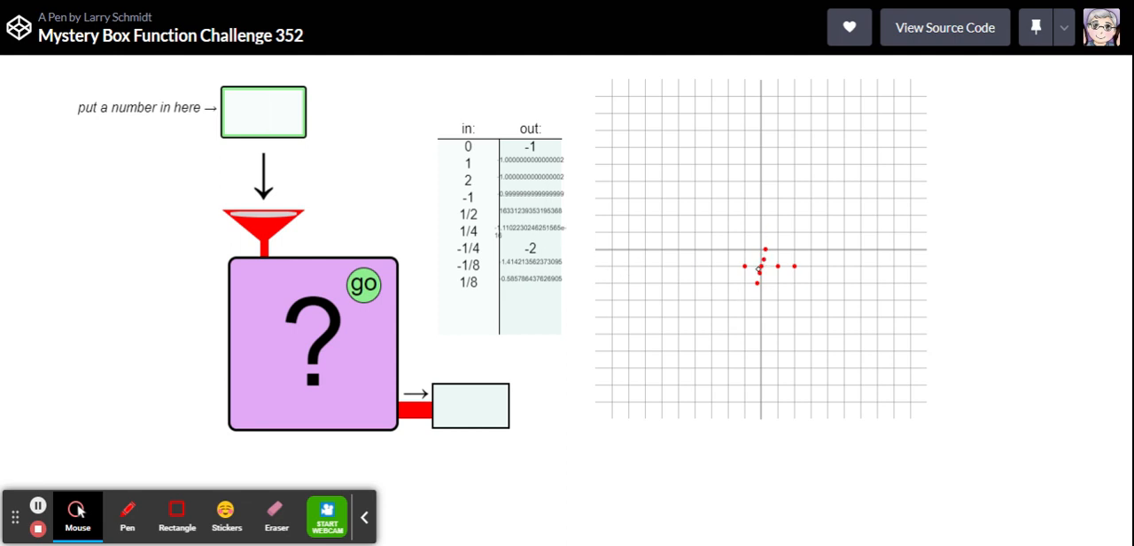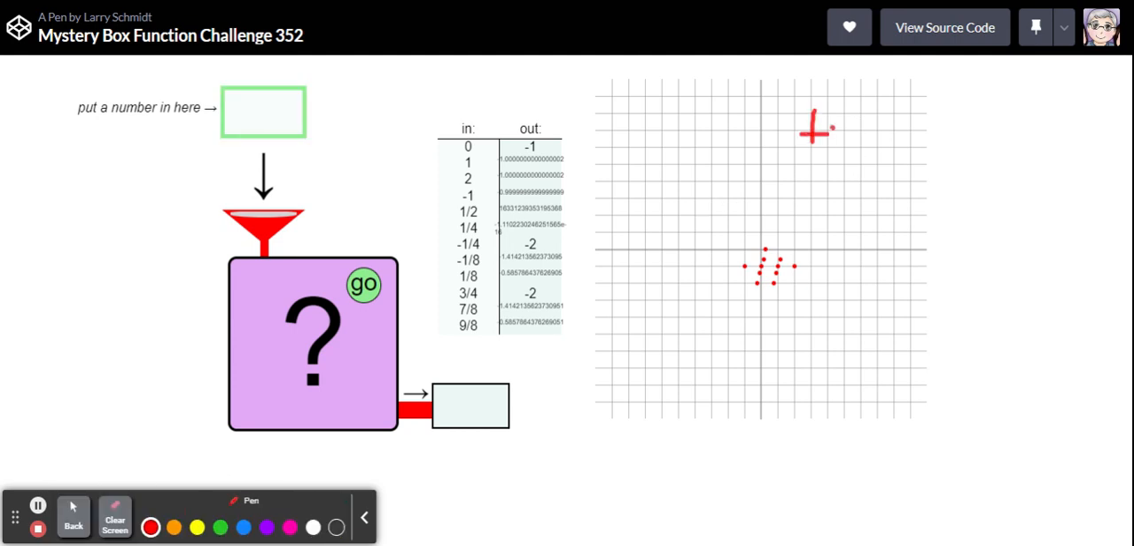The tangent does. To me, this looks like the tangent. So it's down on the left, up on the right. It's got an asymptote in between. If we go over a little bit, let's go to 3/4. Let's go to 7/8. Yeah, and let's go to 9/8. Yeah, we're going to get these repeated arms of the tangent function. So I think what we've got here is the tangent of pi x.